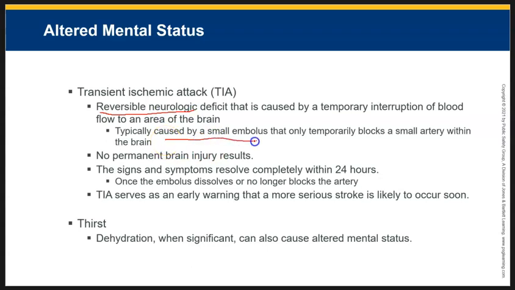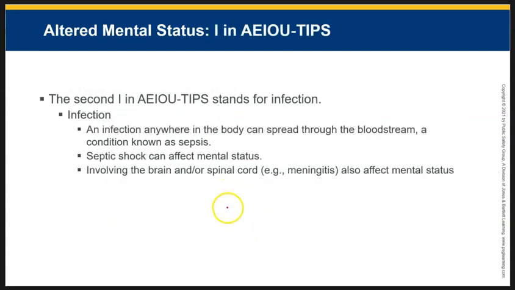It's typically caused by a small blockage, that is, an embolus, a clot that travels to a smaller artery and consequently changes mental status. However, no permanent brain injury results because it resolves itself. TIAs can be an early warning for a more serious stroke. Dehydration is essentially an environmental condition that could also cause AMS. Infection, or sepsis, can lead to septic shock and can be resident in the central nervous system and therefore affect mental status.